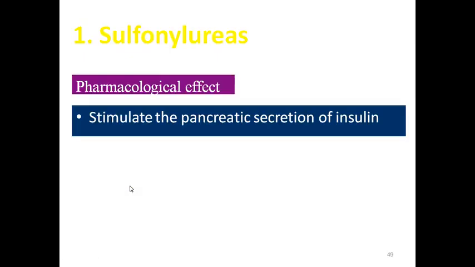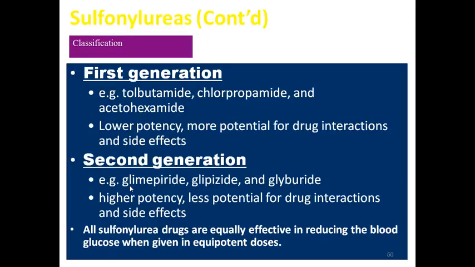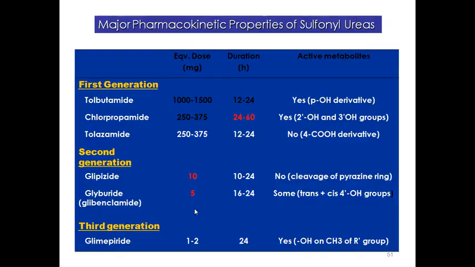Sulfonylureas stimulate the pancreatic secretion of insulin. There are several generations of these. The first generation is tolbutamide, chlorpropamide, and acetohexamide, which are lower potency drugs with more potential for drug interaction side effects. The second generation is glimepiride, glipizide, and glibenclamide. They are higher potency, with fewer drug interaction side effects. All sulfonylurea drugs are equally effective in reducing blood glucose when given in equipotent doses.